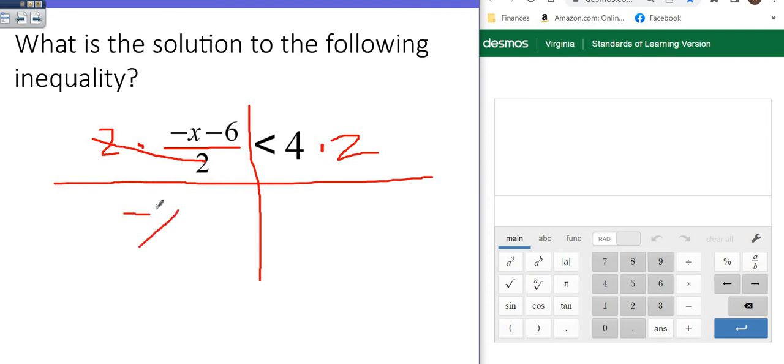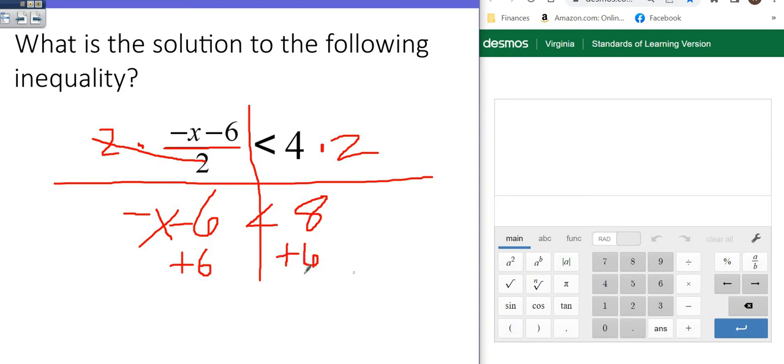I'm going to draw a line all the way across, and I bring down the negative x. Boy, I should have used a stylus. Negative x minus 6. I'm going to bring down the less than. And then 4 times 2 is 8. Please use your calculator. Now it says negative x minus 6 less than 8. Well, that minus 6 has to be canceled out, or it has to be a 0 pair. So we're going to add 6 to each side to make it go away.